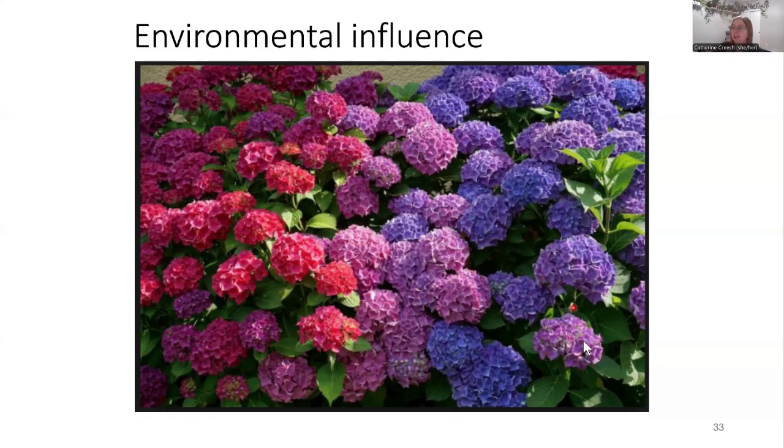This is one plant here where half of the plant is exposed to basic or acidic, and the other half is exposed to the other one. And so the environment is altering the phenotypic expression of the genes.